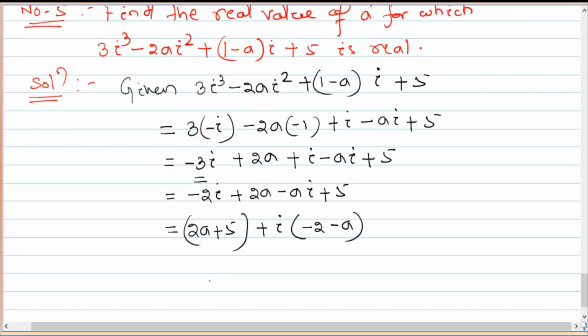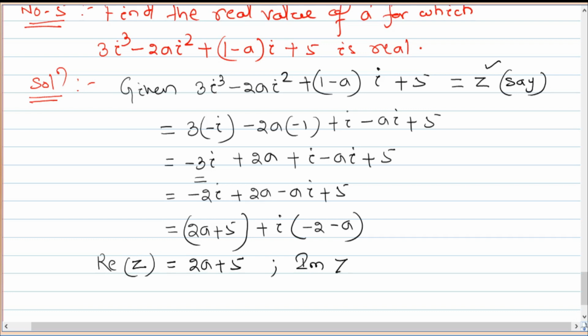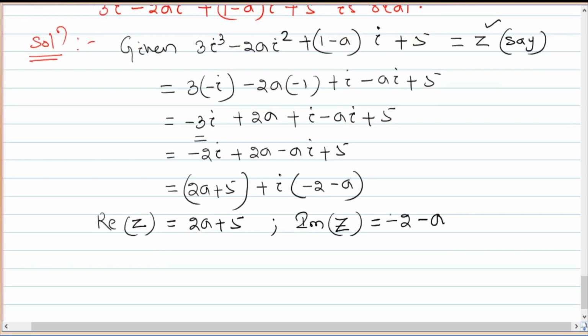So this is the real part. If you take this one as z, then the real part of z is 2a plus 5 and the imaginary part, Im z, is equal to minus 2 minus a. We write the coefficient of i.